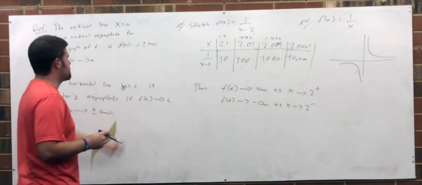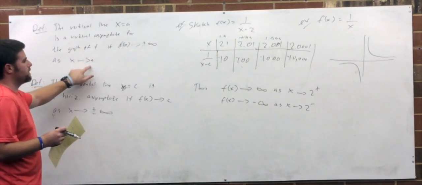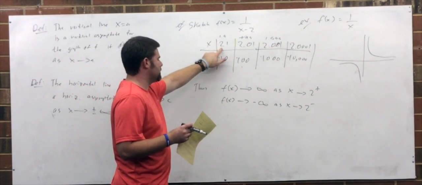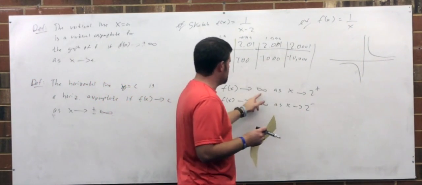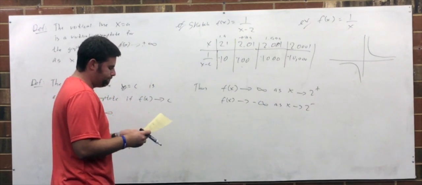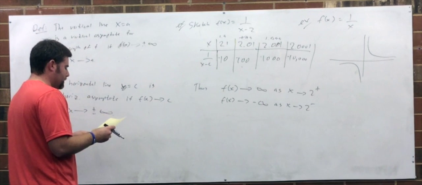Going back to our definition, f of x approaches positive or negative infinity as x approaches a. Well, a in this situation is 2. And as we approach it, we see the function goes to positive and negative infinity. All right. Well, what about in another situation?